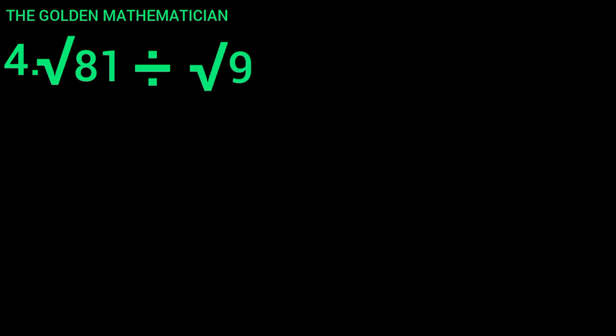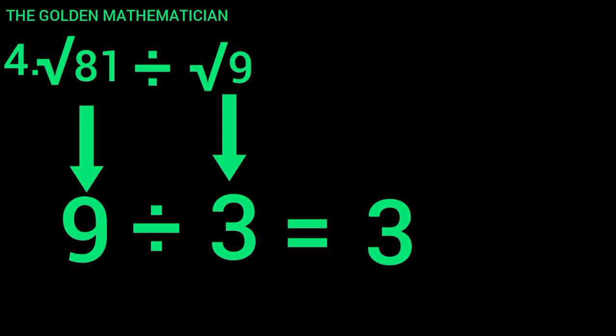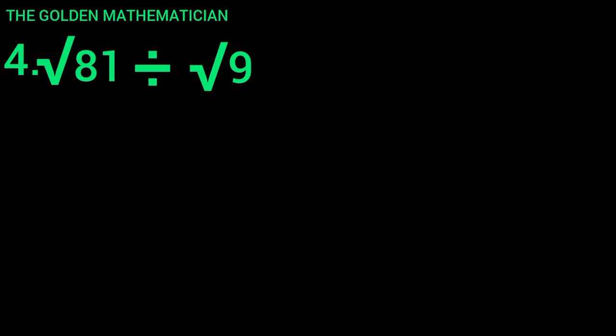Question 4 says the square root of 81 divided by the square root of 9. We can easily say the square root of 81 is 9 and the square root of 9 is 3. So 9 divided by 3 gives us 3. Our answer is 3, but I would like us to solve it the other way around. The square root of 81 is 81 raised to the power of 1 over 2.